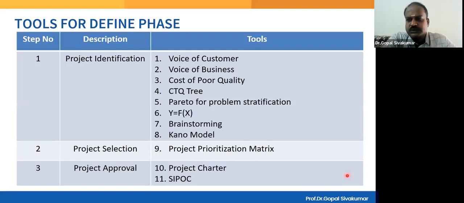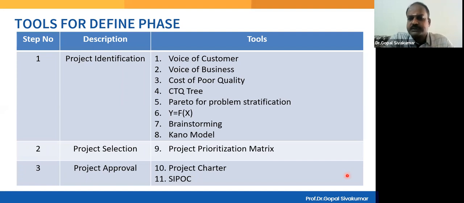And these are all the tools you can use to execute the define phase steps effectively. For project identification, tools such as voice of customer, voice of business, cost of poor quality, CTQ tree, Pareto for problem stratification, Y equal to F of X, brainstorming, Kano model, and these are all the tools. And these are tools recommended by me. And of course, if some other tools are found to be relevant for project identification, yes, you can use them.